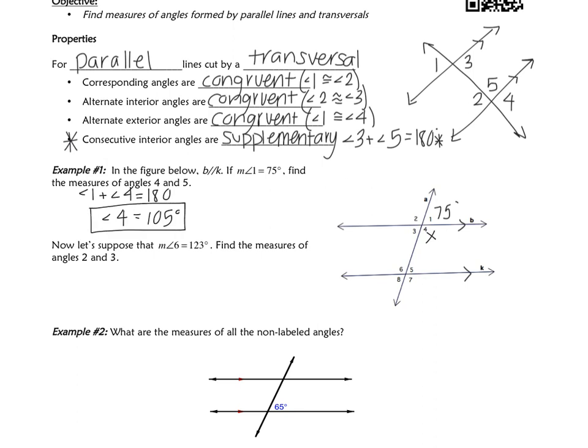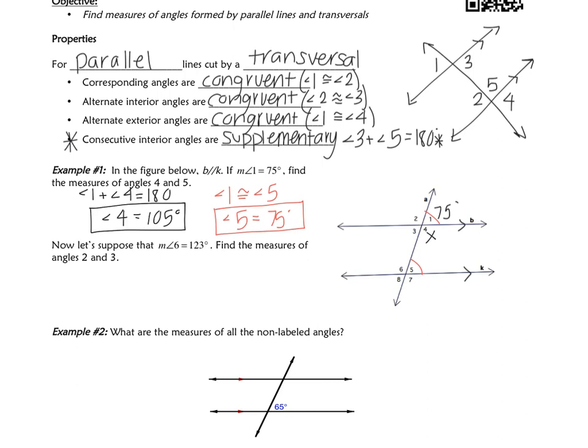Then if I look at angle 1 compared to angle 5, I can see they're in the same position. Angle 1 and 5 same position, so that means they are corresponding. So angle 1 is congruent to angle 5, which means angle 5 equals 75 degrees. All because of those parallel lines.